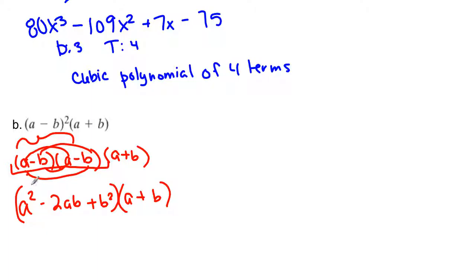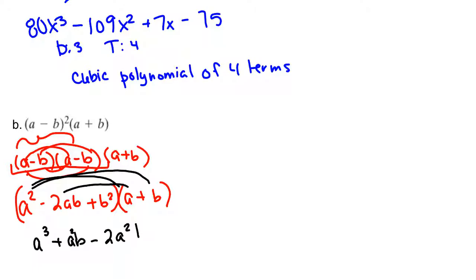So then you do a squared times a, so that's a cubed, a squared times b, so that's a squared b. Then you have negative 2ab times a, so negative 2a squared b. Negative 2ab times b is negative 2ab squared. b squared times a is ab squared. And then b squared times b is b cubed.